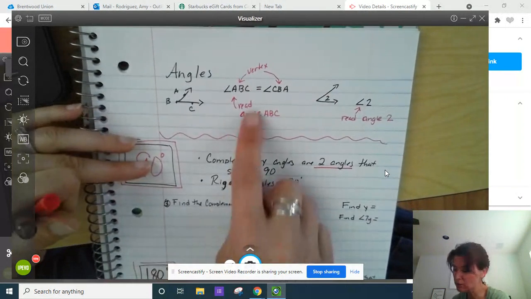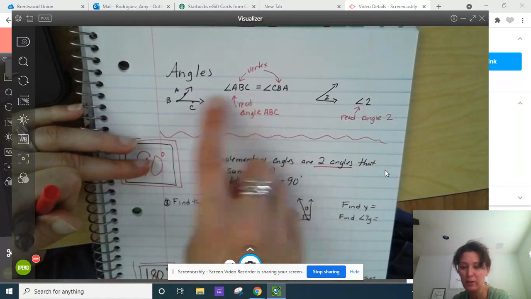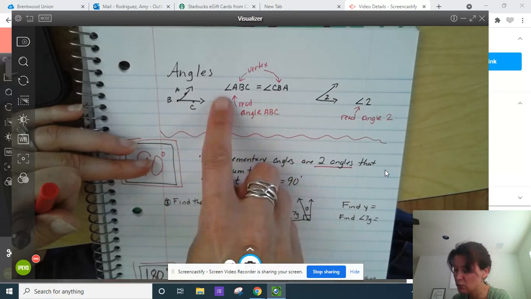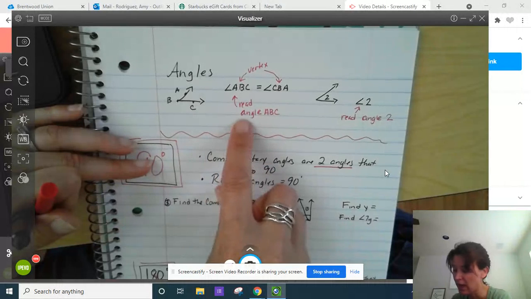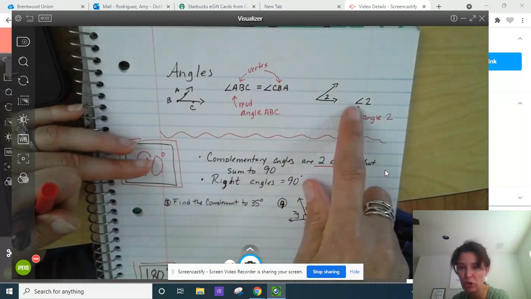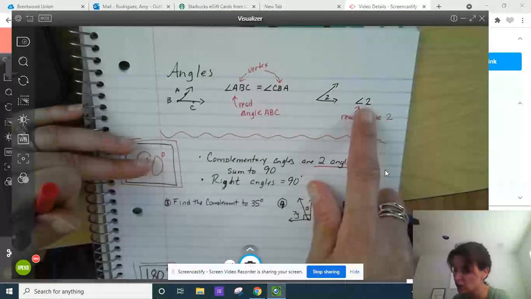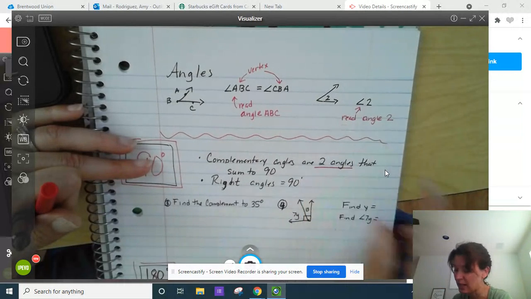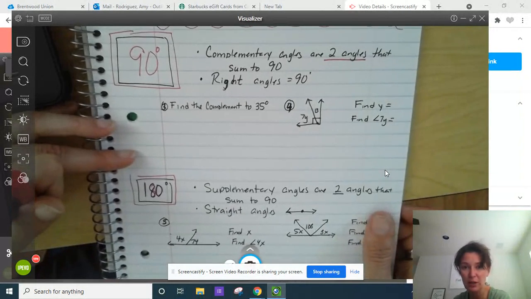So angles are represented by capital letters, and angle ABC is the same thing as CBA. This is read as angle ABC. They sometimes just use this little symbol and put just a number in it, faster than putting all three letters, and that's read as angle 2. So we're going to be talking about two different cases here.